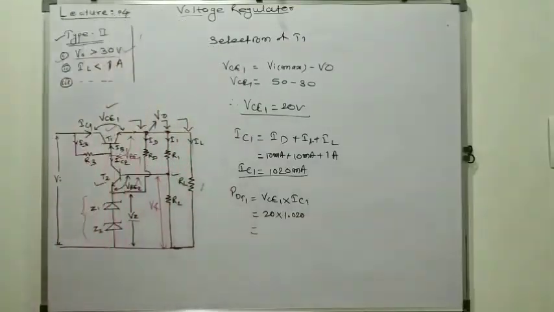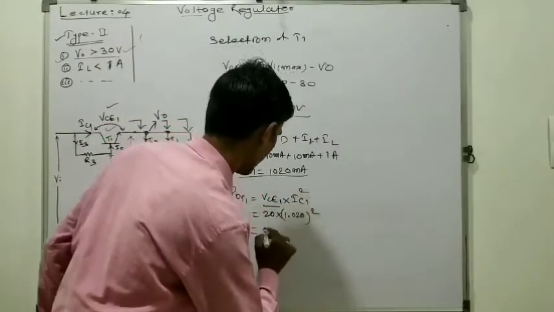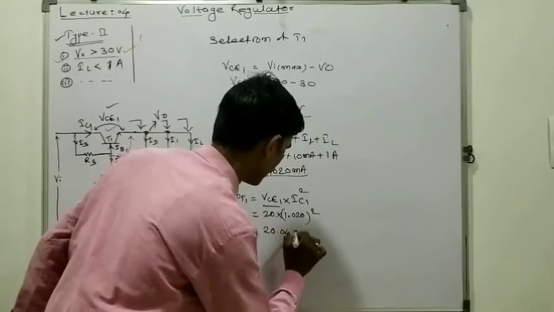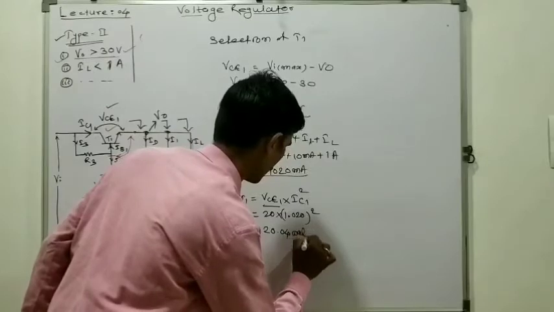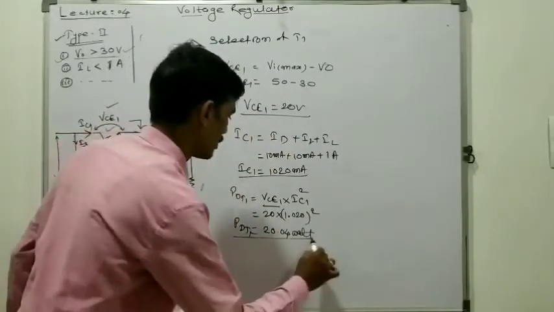So power dissipation is equal to 20.4. Wait, sorry, power dissipation is this, 20.4 watt. This is nothing but the power dissipation across the transistor T1.